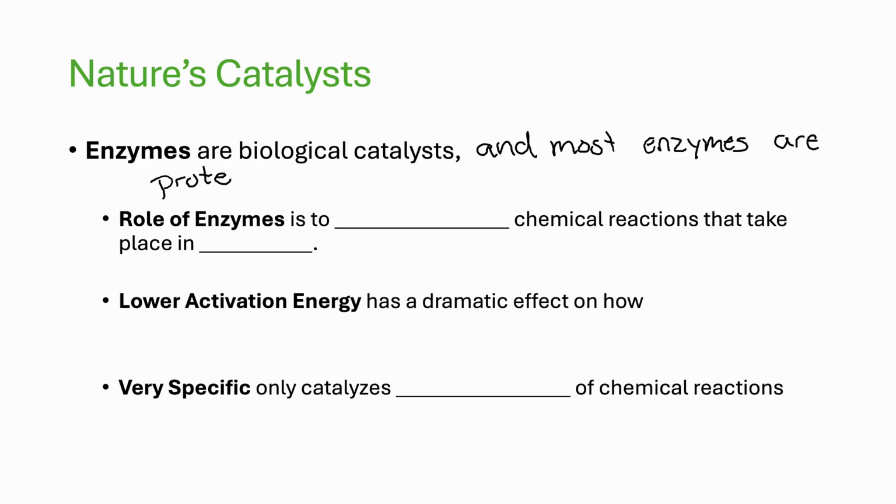So in the last section, we were talking about how proteins affect the rate of chemical reactions. So here is what does it. The role of an enzyme is to speed up chemical reactions that take place in cells. So again, they can occur fast enough to allow life to occur. The lower activation energy that occurs because of this has a dramatic effect on how quickly the reaction is completed.